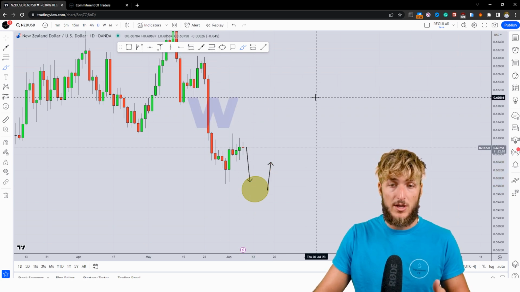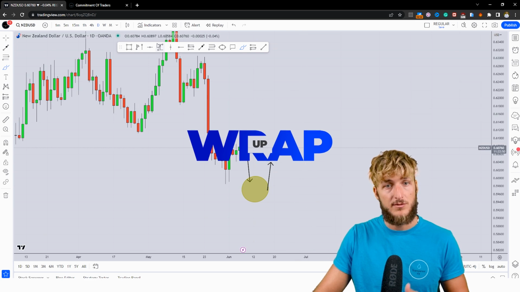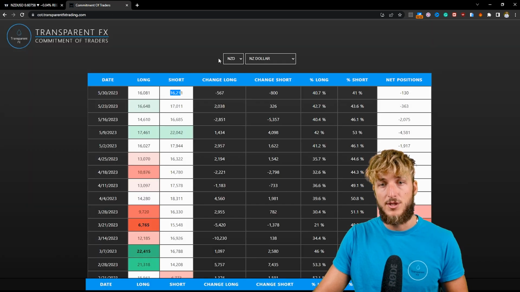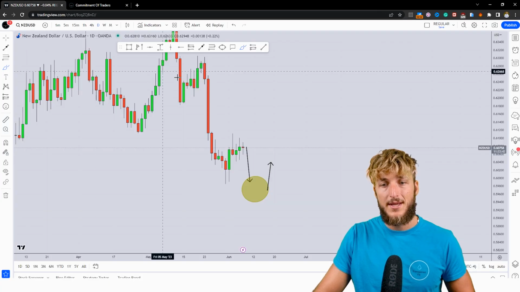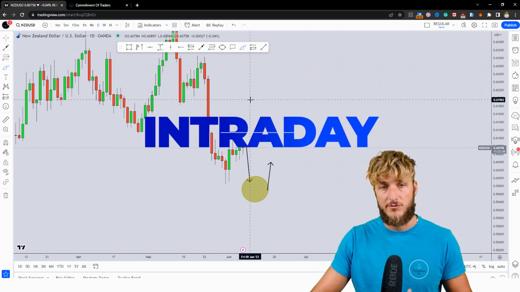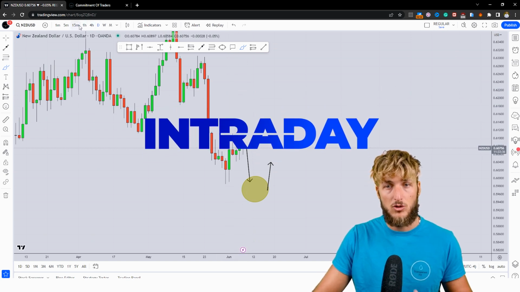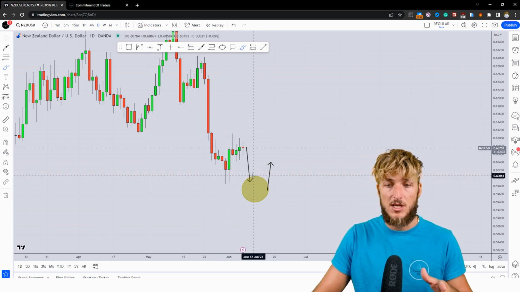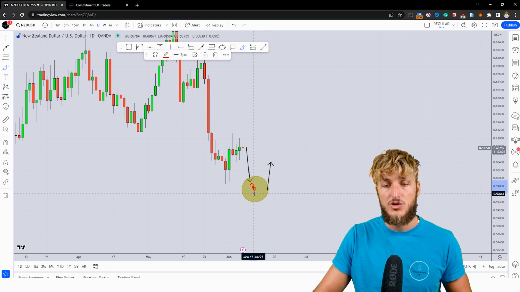Now, as usual, we have to be reactive and not predictive. The monthly, weekly, and daily, those are the best time frames from a directional perspective combined with the COT data. However, when it comes to confirmations and entries, the best time frames are the intraday time frames, so 4 hour and lower.